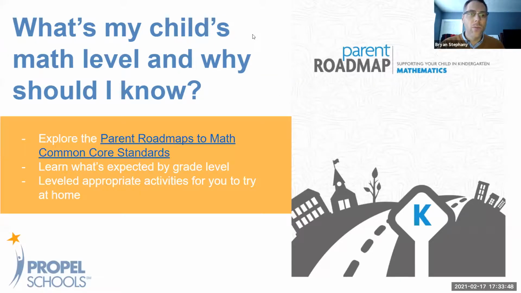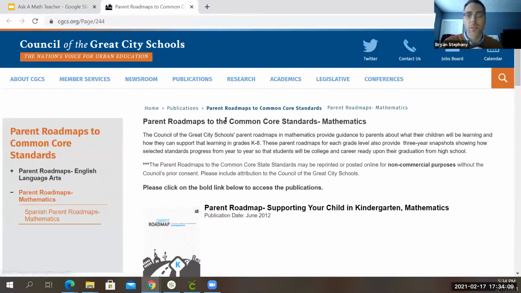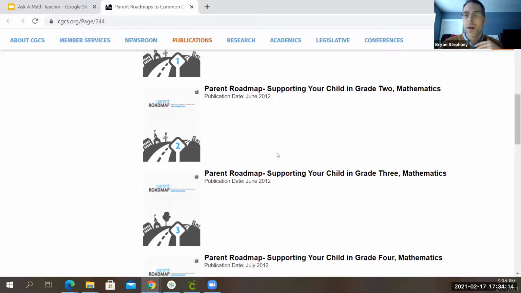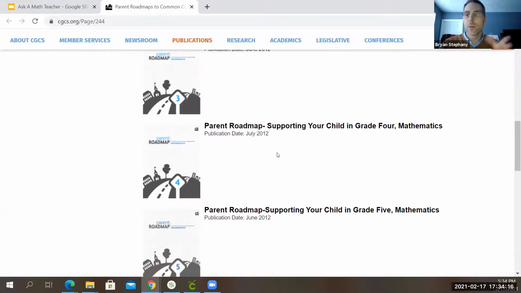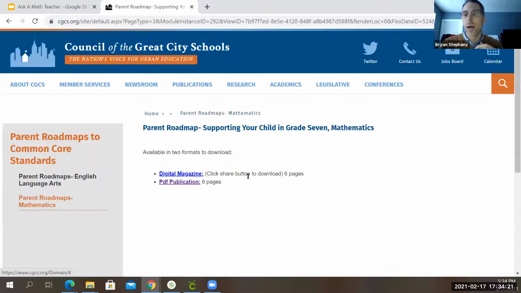So the Council for Great City Schools has these roadmaps that they've put together that summarize really nicely the Common Core standards for each grade. So if you, we can probably share this link, and Rachel, if you wanted to click, that'd be fabulous. We can just go through, but we can probably share this link as well. So when you follow the link, you're going to be presented with a list of a roadmap, basically a digital booklet for each grade from kindergarten all the way to high school.